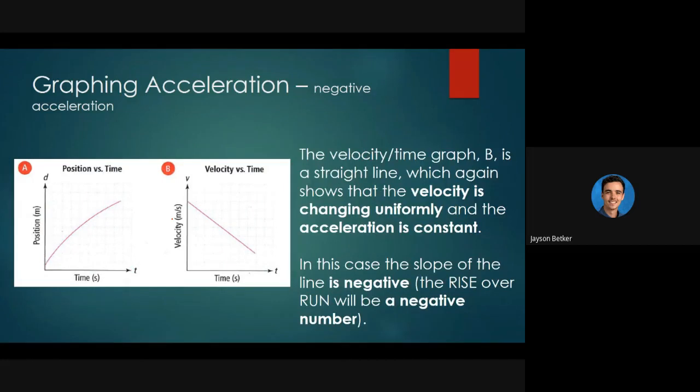Now, if we take a look at graph B, it shows a straight line again, which shows that the velocity is changing at a constant rate. So the acceleration is constant. But in this case, if I choose a point right here, and a point right here, and I calculate the slope, this right here is x1, y1, right? And this is x2, y2. Well, if I do y2 minus y1, that's what I always do on the top, divided by x2 minus x1. This is going to be the same as always, but what's going to be different about this one?